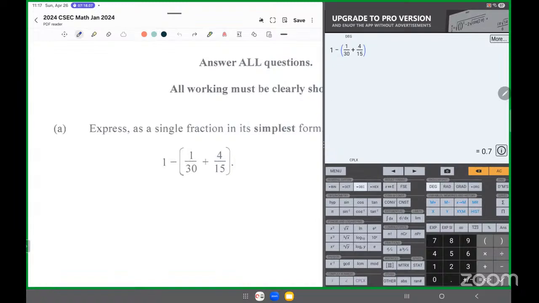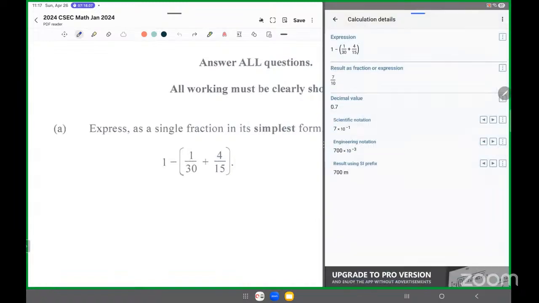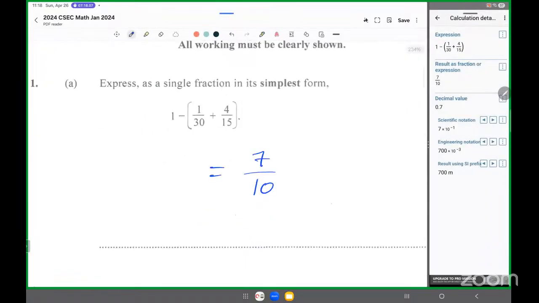Make sure you put in the correct thing. That fraction is 7/10 right here. So this is equal to 7/10. Simple as that. Next question.